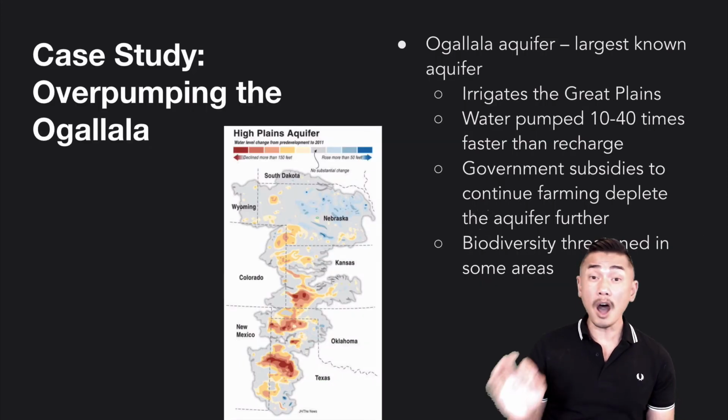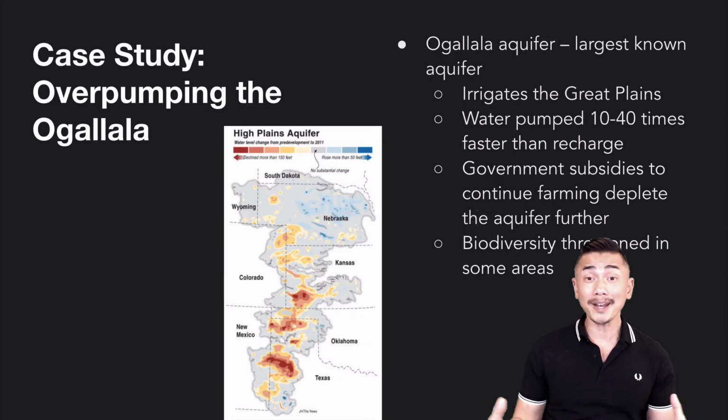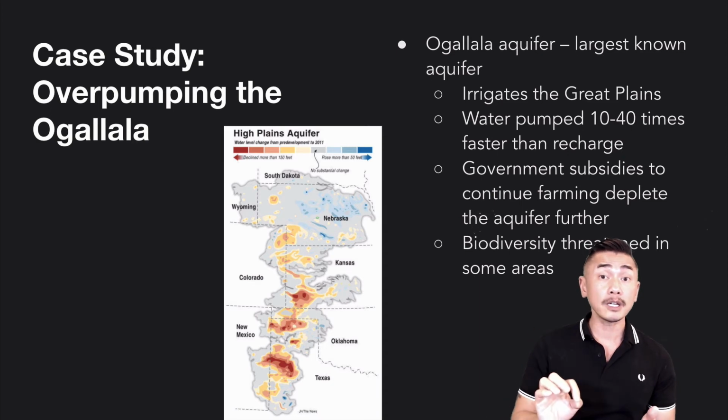The Ogallala Aquifer is a good example of what happens when you have a renewable resource that isn't given time to renew itself. The Ogallala Aquifer is the largest known aquifer in the world. It irrigates the croplands of the Great Plains. Unfortunately, it's being overpumped at a rate that is 10 to 40 times faster than it can recharge itself.